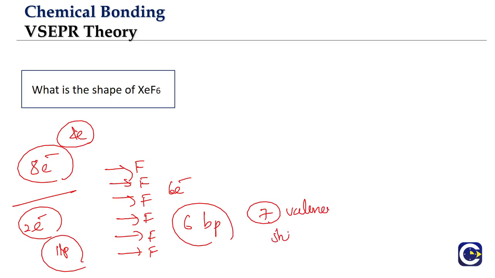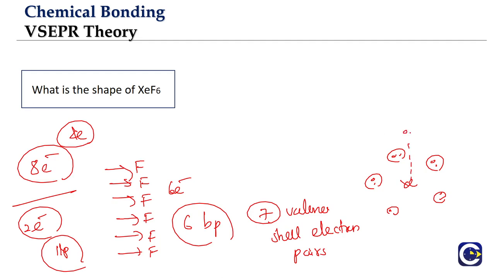Valence shell electron pairs. 7 means what is the arrangement? It is pentagonal bipyramidal. Correct. So what is pentagonal bipyramidal? You will have a plane in which there will be 5 positions, like the corners of the pentagon. And one is above the plane, so we can probably draw it with a dotted line. So one is above the plane and one will be below the plane. So this is the pentagonal bipyramidal.